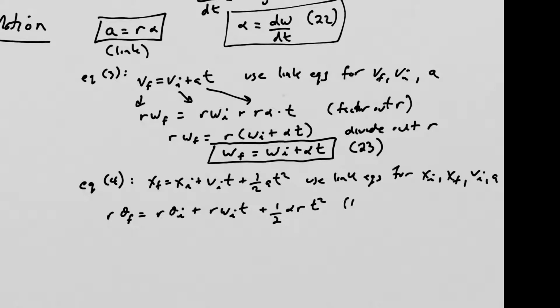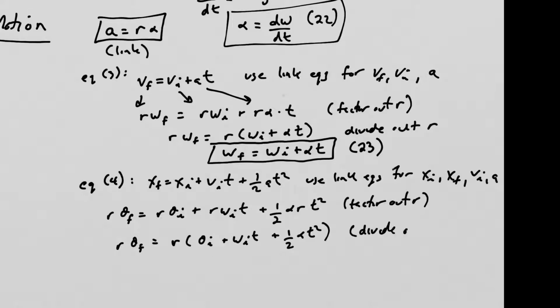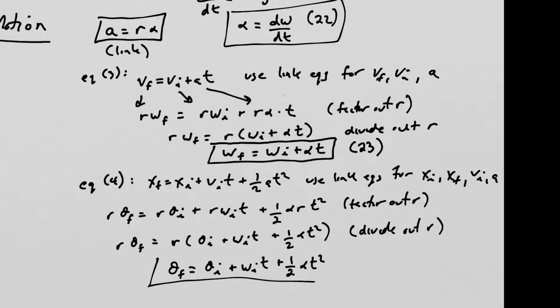We can once again factor out the r, and we get r theta final is r times theta initial plus omega initial t plus 1/2 alpha t squared, and divide out the r, and we get a rotational analog which looks just like equation 4, except all of the linear quantities have been replaced by angular quantities, and we'll call that equation 24. The derivation of equation 25, which would be the angular analog of equation 5, is left as a homework assignment.